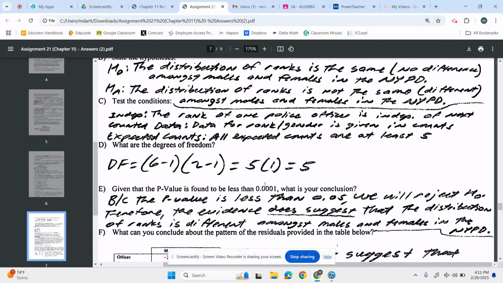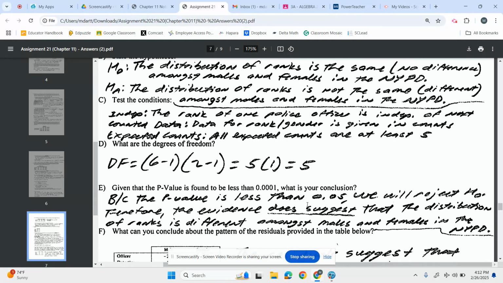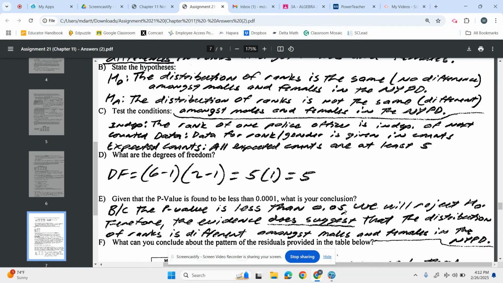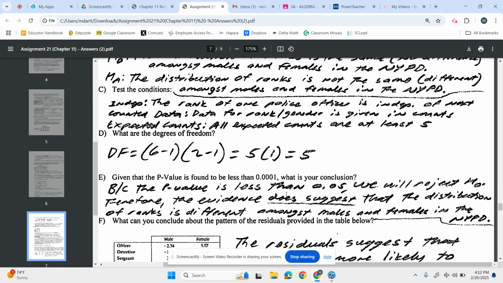Now, I go ahead and I tell you the p-value here. That's pretty low. So they say give your conclusion. Well, since the p-value is less than 0.05, we'll reject the null, which means that the evidence does suggest the alternative. It does suggest a difference in the ranks among the genders, okay? Ranks are different among males and females.